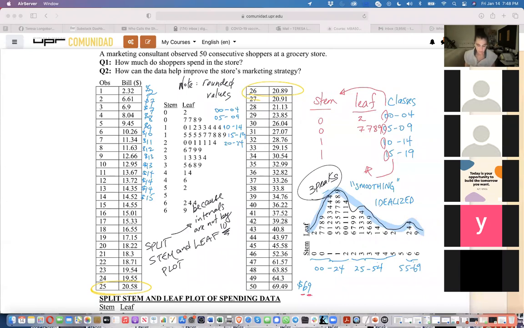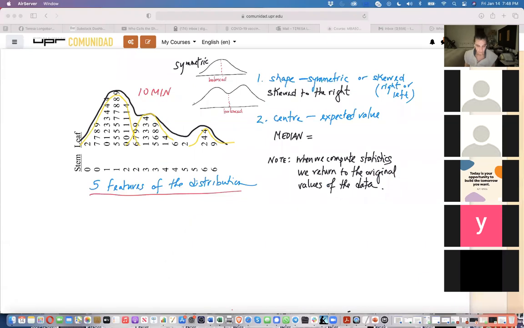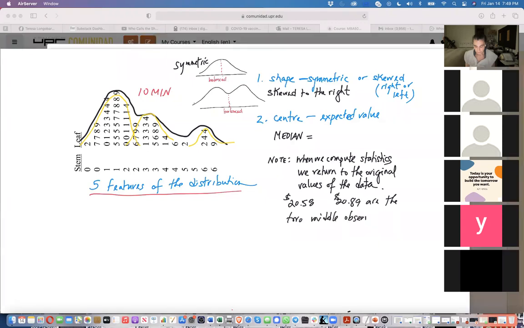So 20.58 and 20.89 are the two middle observations in the ranked data. You know what I mean? Ranked, it's in order, right? It's ordinal, ordered. So we average, the median is the average of those two.